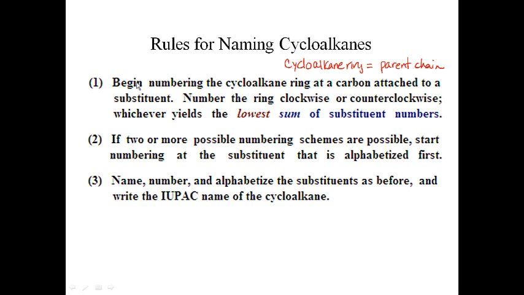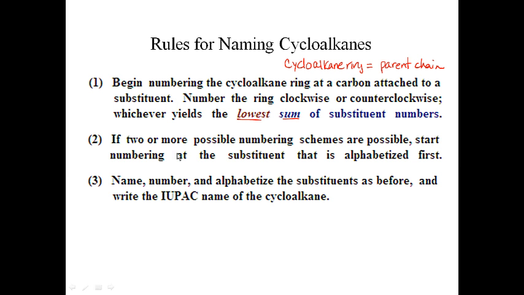And so what it says to do is begin numbering the cycloalkane ring at a carbon that's attached to a substituent. And the rules for numbering are a little bit different than they are for acyclic or non-cyclic alkanes in that you're going to number the ring clockwise or counterclockwise. And the idea here is to get the lowest sum of the substituent numbers. Now, in order to get the lowest sum, you need to start at a substituent. You have no choice in that matter.